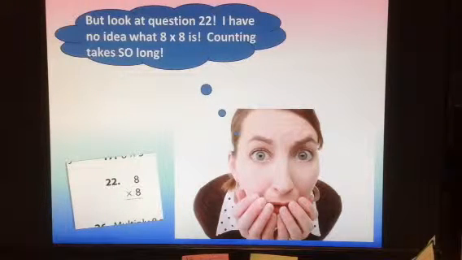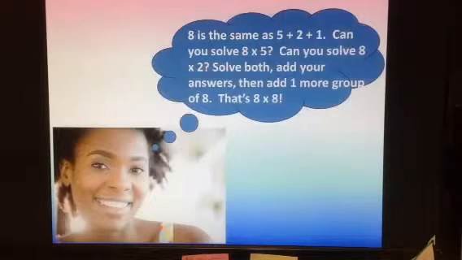But look at question 22. I have no idea what 8 times 8 is. Counting takes so long. Well, 8 is the same as 5 plus 2 plus 1. Can you solve 8 times 5? Most students can skip count by 5 and solve that. Can you solve 8 times 2? Solve both, add your answers, then add one more group of 8, and then that's 8 times 8.